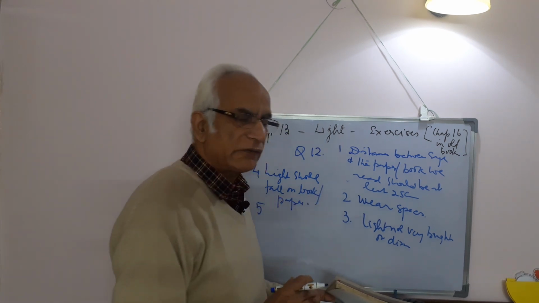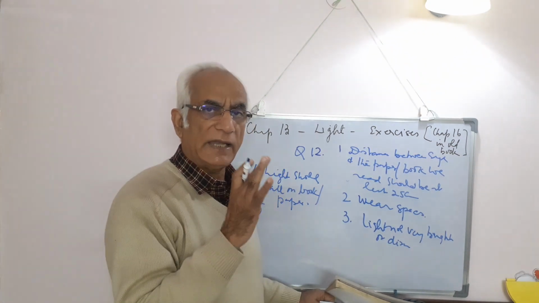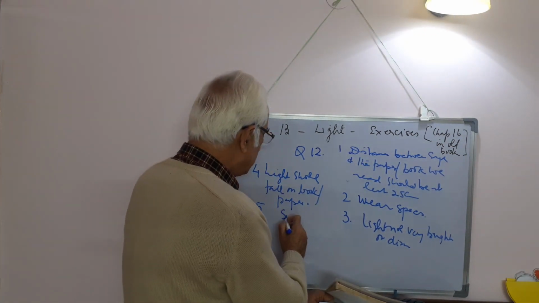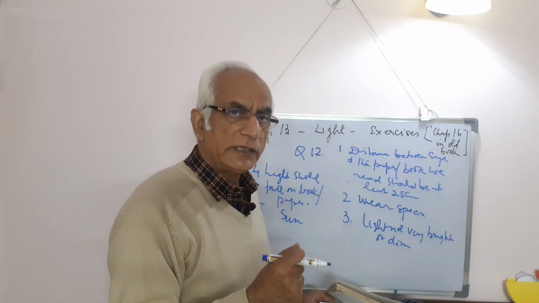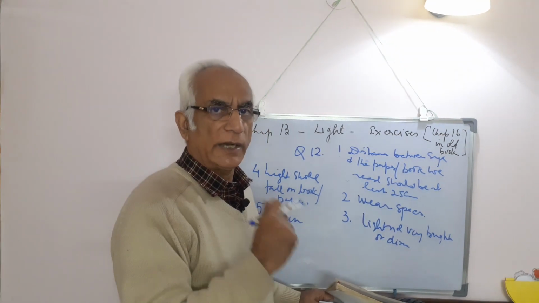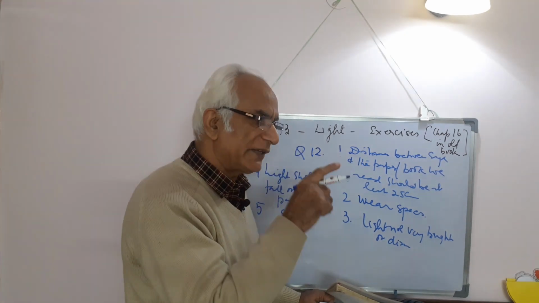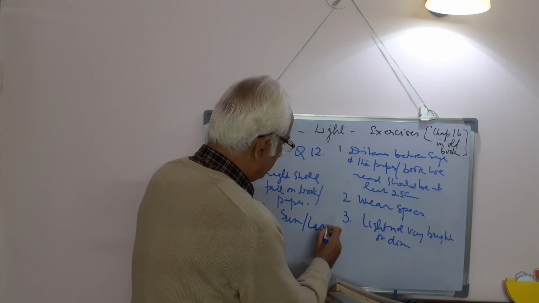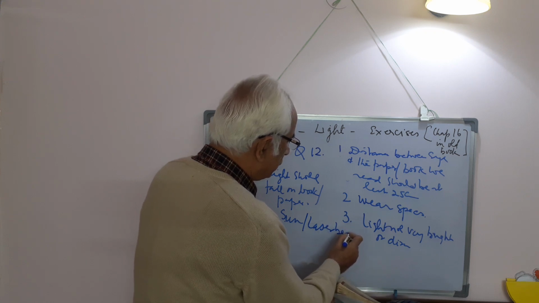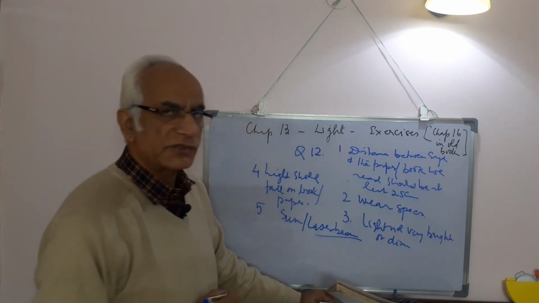Fifth, we should not look at very bright lights like the sun. Avoid looking at the sun. Or, as we said in the earlier question, do not throw a laser beam into your eye. Don't look into the sun or a laser beam. If you look into a laser beam, the eye can get damaged.